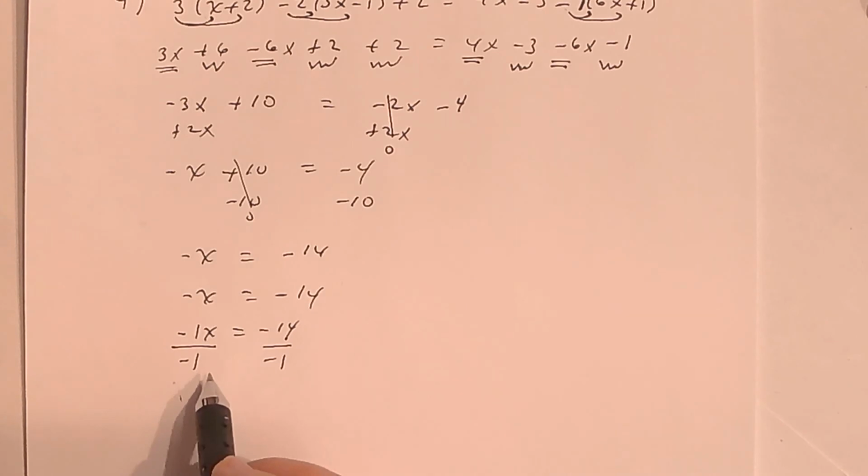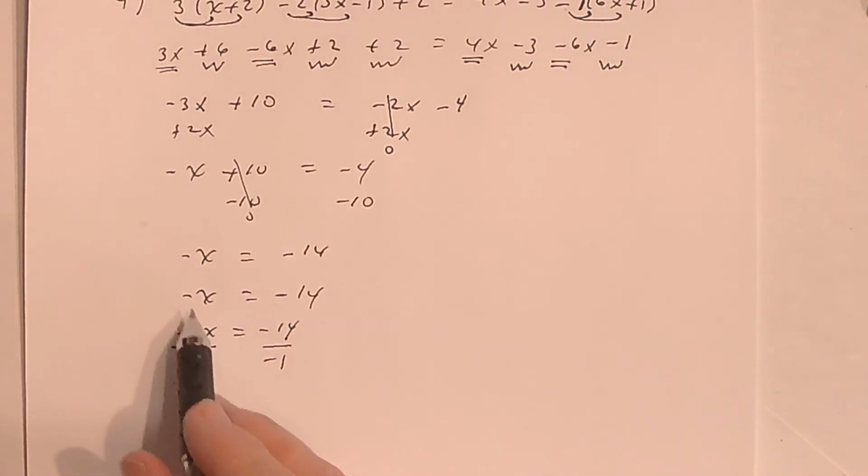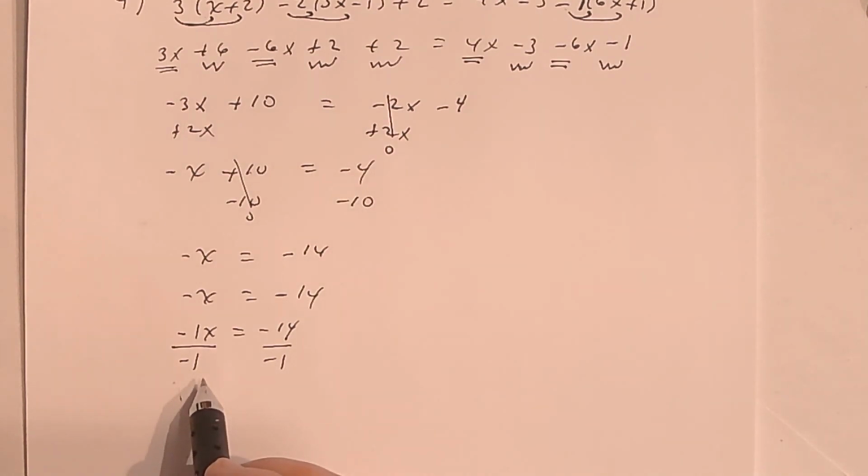Some students have a habit of doing that. It's not correct. Because if you put an x here, that is not x any longer. That's 1. Okay, so you got to be careful. Always divide by the coefficient. Don't put a variable with it.